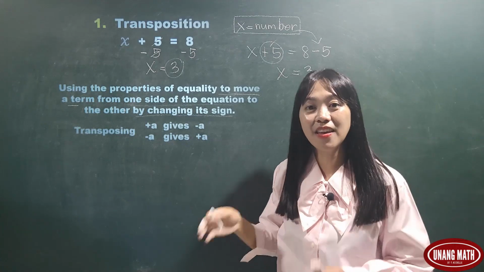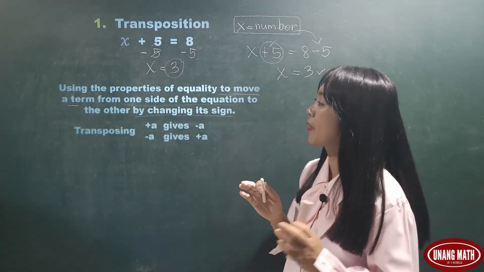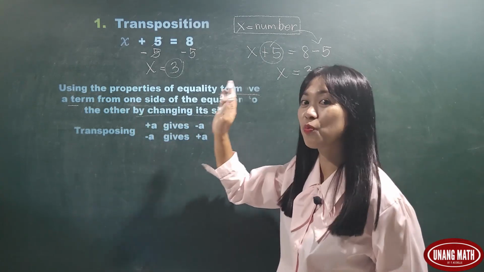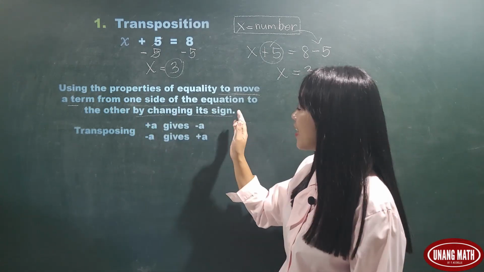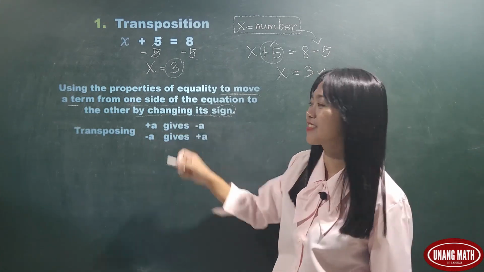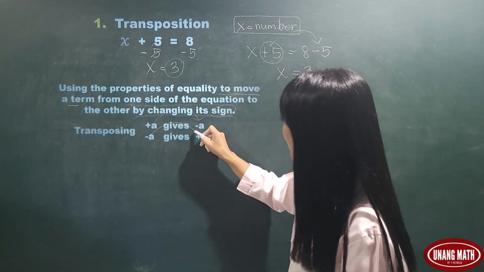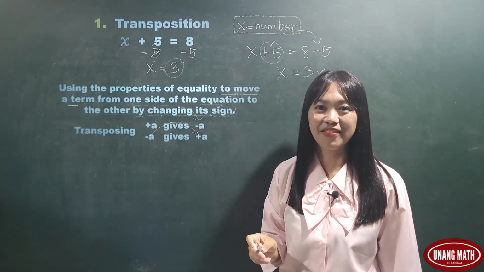Transposition is an easier way of solving equation. You just have to remember that when you transpose or move a term from one side of the equation to the other, the sign changes. So from positive, it becomes negative. From negative, it becomes positive.